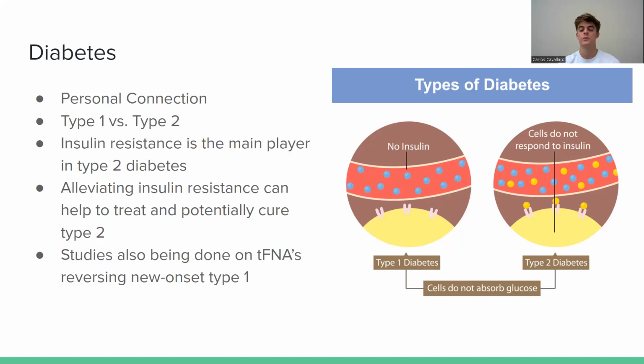They don't respond to the insulin as well. And so therefore there is still insulin being made and it's still present within the body. However, the cells are just not absorbing the glucose well because of this insulin resistance. And again, as I've been saying, insulin resistance is one of the major players within type 2 diabetes. And so if we're able to alleviate this resistance, it can help to treat and potentially fully cure type 2 diabetes, along with other steps such as healthy diet and exercise.